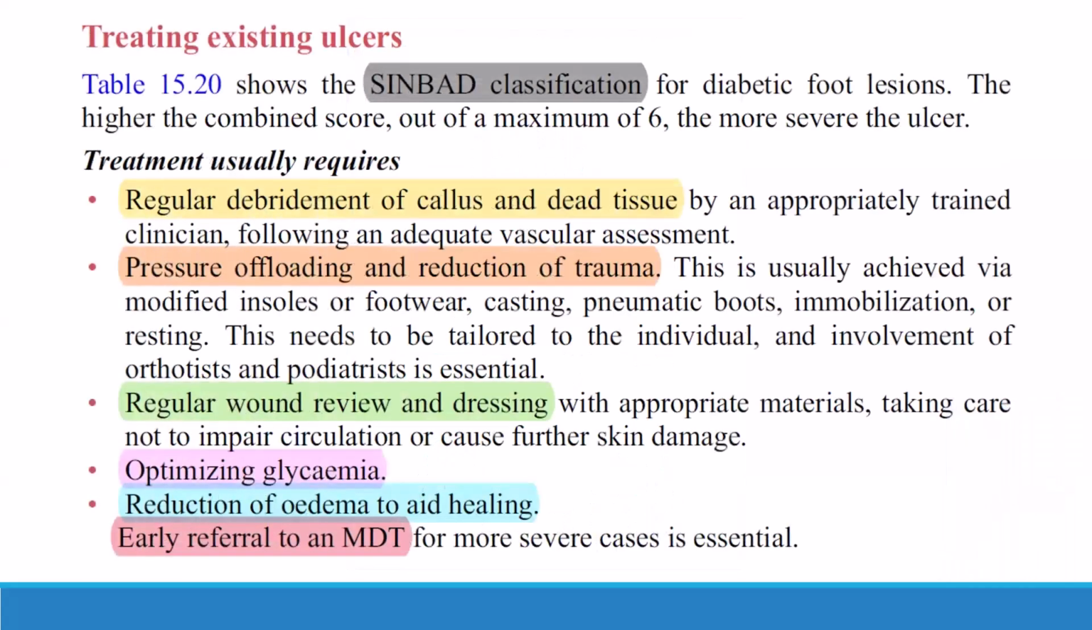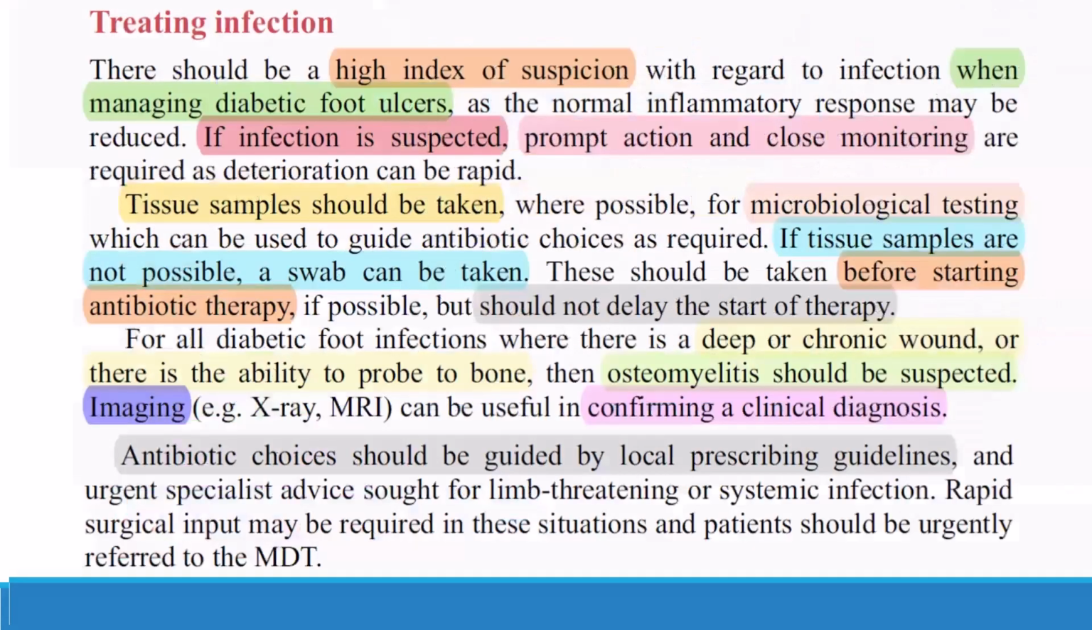How do we treat an existing ulcer? Regular debridement of callus and dead tissue, pressure offloading, and reduction of trauma is the most important step in the management of any diabetic foot ulcer. Regular wound review and dressing, optimizing glycemia, reduction of the edema to aid healing, and early referral to the multidisciplinary team for more severe cases is essential.